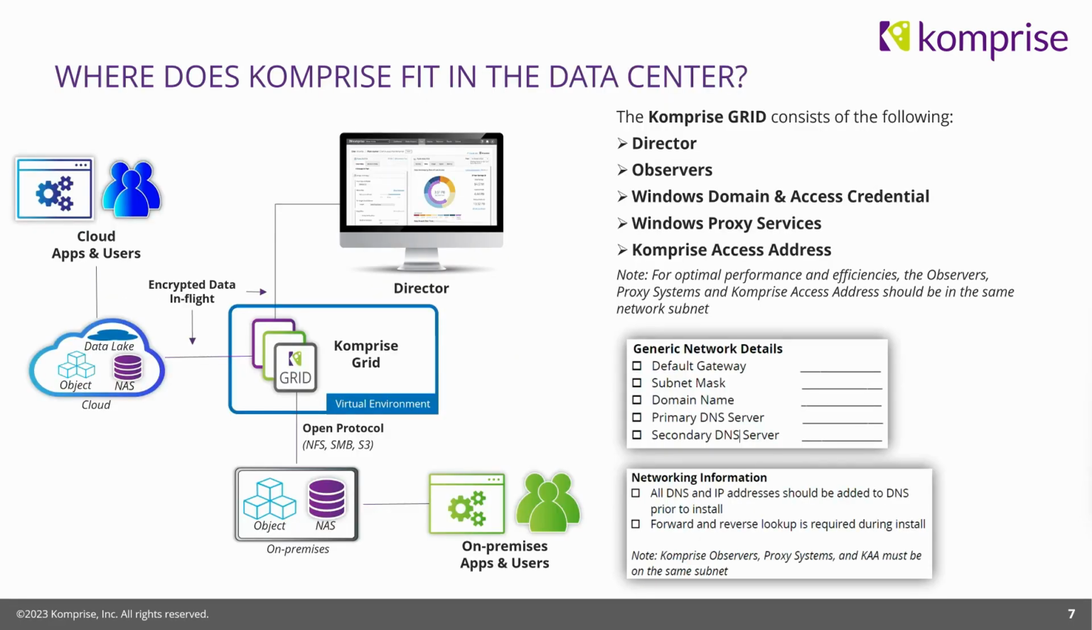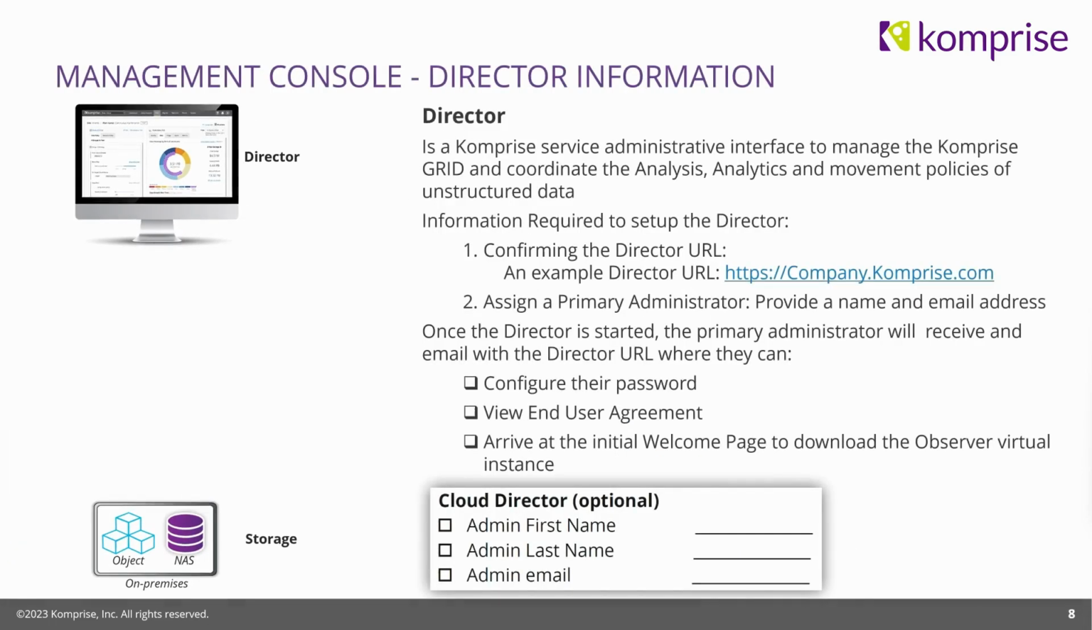Now that we have a better understanding of the components that we want to deploy, let's review their requirements. In the data center, we typically need general network information such as DNS, gateway, subnet mask, IP addresses for the various components. We'll also need some basic Windows domain information. This is very similar to the actions you may take when adding a new employee or a new service to the company. So let's talk about the director.